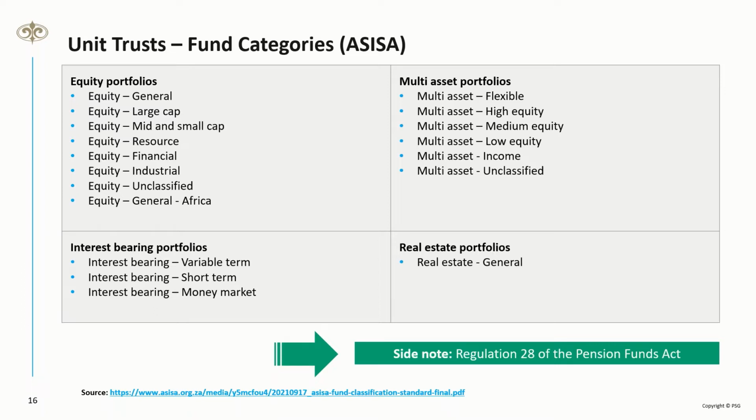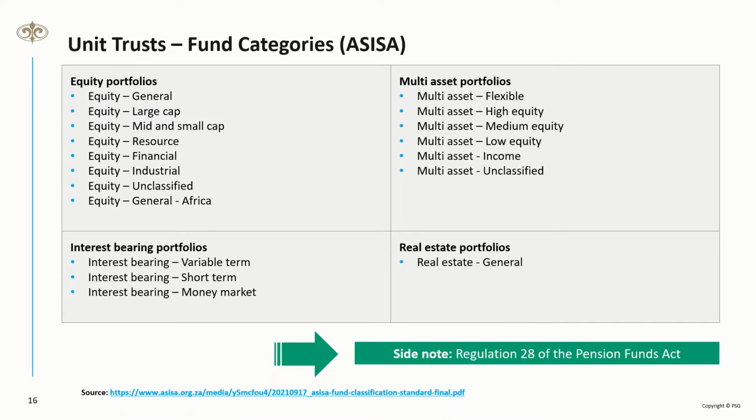One of the key things you will note is that three of the South African fund sectors shown here correspond with the asset classes that I've shown you in the previous slides, namely equities, real estate or property, and interest-bearing, which is just a collective term for cash and bonds. The fourth sector of funds, termed multi-asset portfolios, are for funds that invest in a combination of two or more of the asset classes.